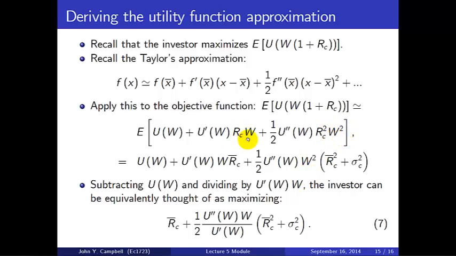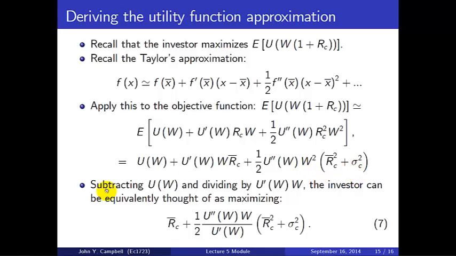Now, we're taking expectations of this whole thing. So U of W is known, so its expectation is just itself. The expectation of U prime W RCW, the only thing that's random is RC. So we just take the mean of RC. This stuff is known. And then we have plus 1/2 second derivative times the square of wealth times the expectation of the squared RC. What's that? It's the expectation of the square is the square of the expectation plus the variance. That's true by the definition of variance.